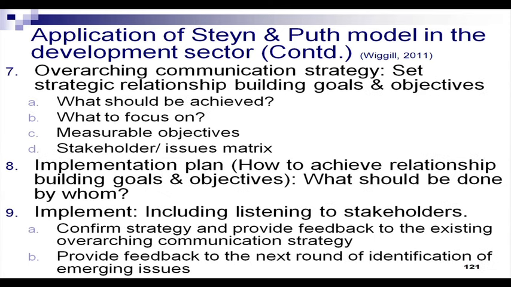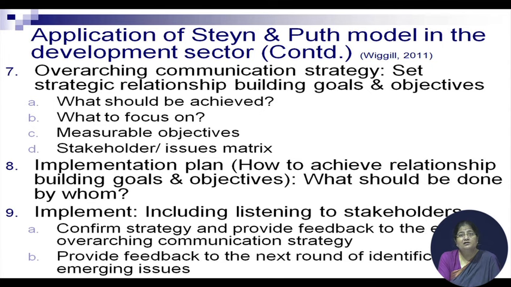Okay. Overarching communication strategy. After we found out what the needs of the community are, what kinds of risks they are facing, what kinds of issues they are dealing with, then we formulate the overarching communication strategy. We set strategic relationship building goals and objectives. It's all about relationships, it's all about the community, it's all about who connects to whom and how and why and when. And then we decide what should be achieved and why, what we should focus on, what the measurable objectives are in that situation, and we form a matrix between the stakeholders and the issues. So what kind of relationships do they want and what kind of issues are they dealing with, and we map these, and then we decide the measurable objectives.